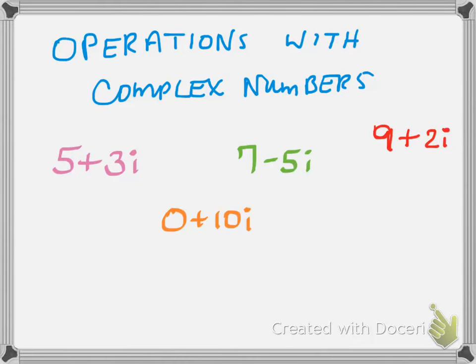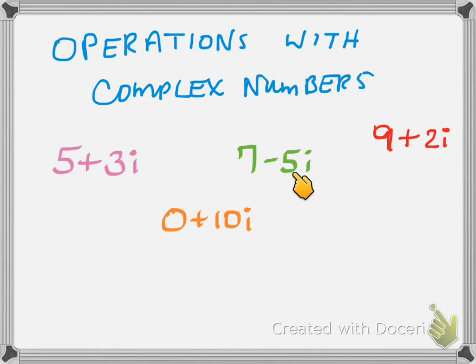Alright, so in this video, we're just going to look at some operations with complex numbers. When I say operations, I mean adding, subtracting, multiplying. And when I say complex numbers, I'm referring to these things. You'll notice that it has a real and, because of the i, an imaginary part. So a complex number is a number that has a real and an imaginary, like all of these do.